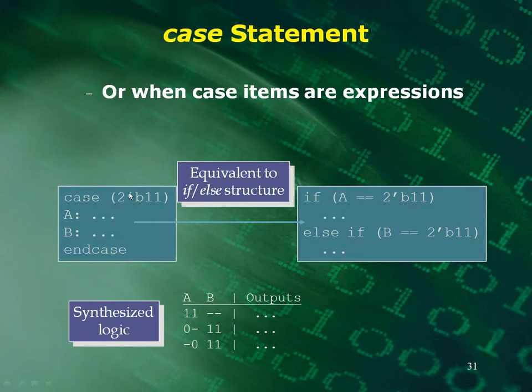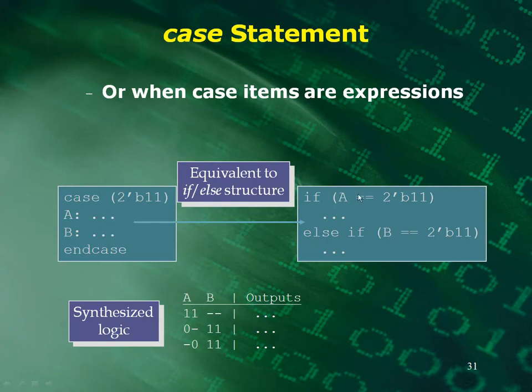Or it can also do it if you have case items that are expressions. So like in this case I put a value here, and then the case items are actually the variables a and b. So this gets turned into: if a equals 2'b11, do this; then you do something else. If b equals 2'b11, then you do this. So this is the equivalent of that.